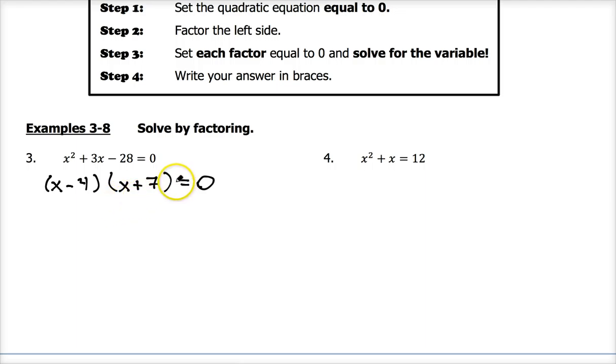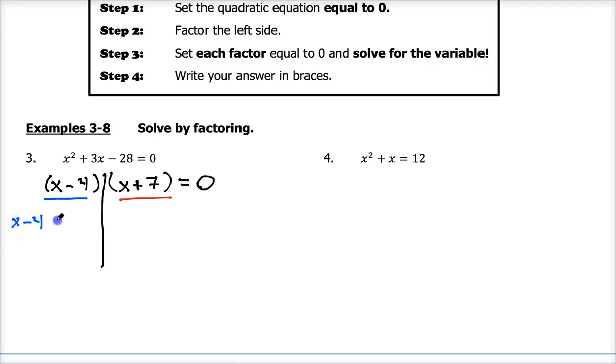But now since this is an equation, okay, we know these are equal to 0 and we're solving, we have to go a step further and we have to actually find what x is equal to. So again, using our zero product property, we know x minus 4 could be equal to 0 or x plus 7 could be equal to 0. So we're going to set up two equations now using both of those quantities and solve those for x.